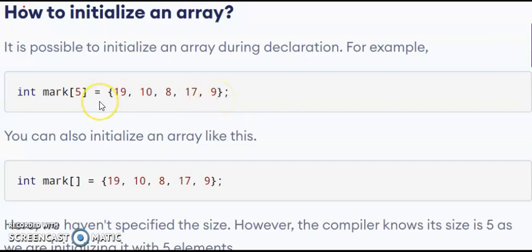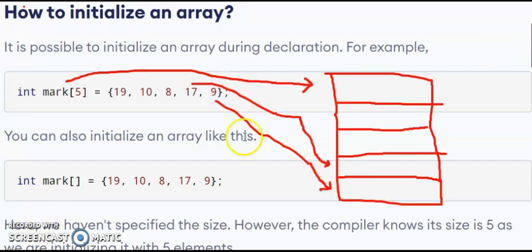This means that, as I told you earlier, an array is a memory location. The name mark is the array name that identifies the array, and the size is, as shown, 5 items have been reserved. If you initialize with these values, the first one will go on the top, 10 will go here, 8, 17 will go in the second last, and 9 will be the last one. So this is how it's going to be placed.